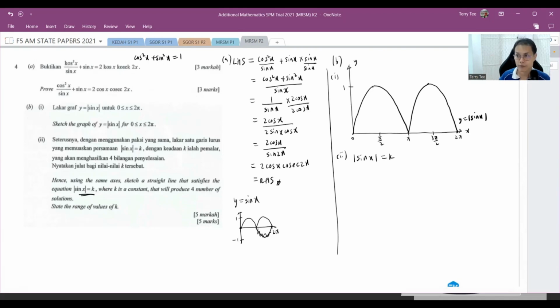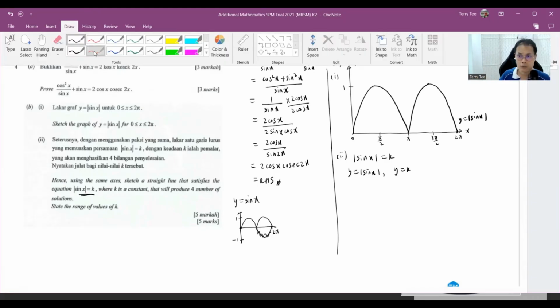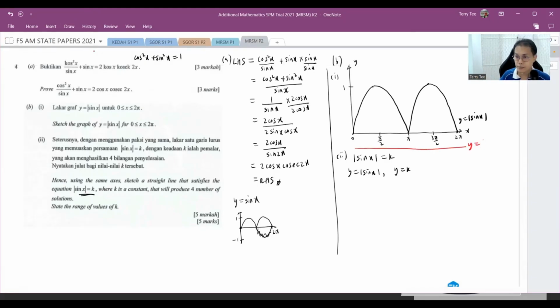So this consists of 2 graphs. The first graph is y equals to modulus sine x. The second graph is y equals k. So y equals to k is a horizontal line. Now, my question is, where do I draw my horizontal line? Well, if you draw it here, y equals k, you have no solution. If you draw it here, you have 4 solutions. If you draw it here, you have 1, 2, 3 solutions. If you draw it here, you have 2 solutions. And if you draw it here, you have no solution.